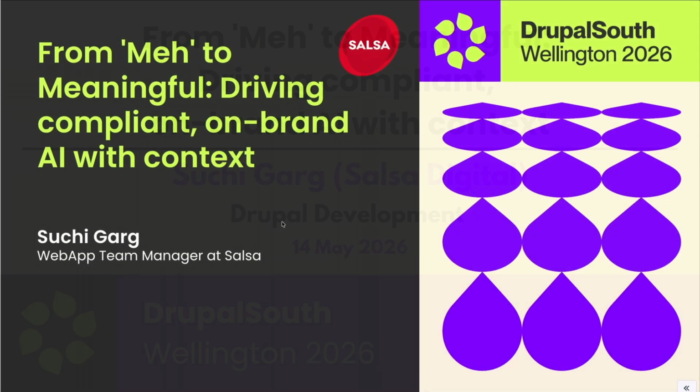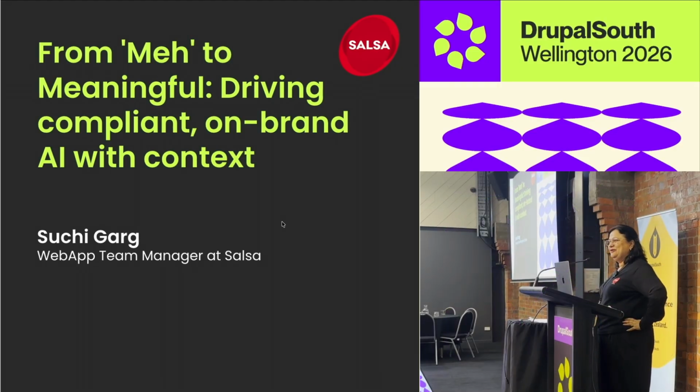All right, hi everyone. So my session is Made to Meaningful: Driving Compliant, On-Brand AI with Context. I am supposed to follow up Pam's and then Overstock's. Not easy, but let's try and do that.